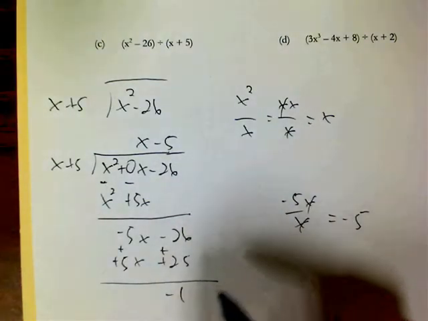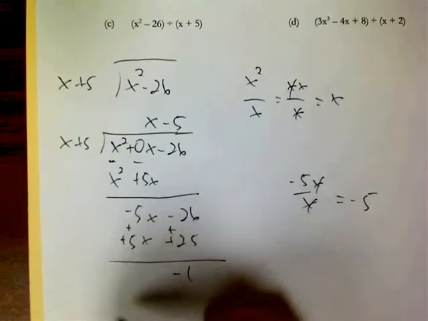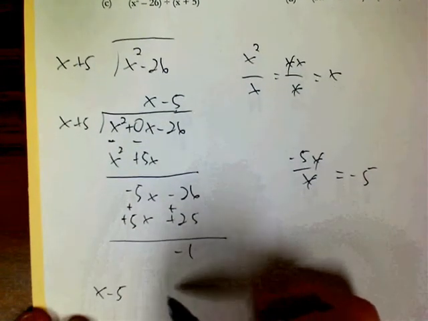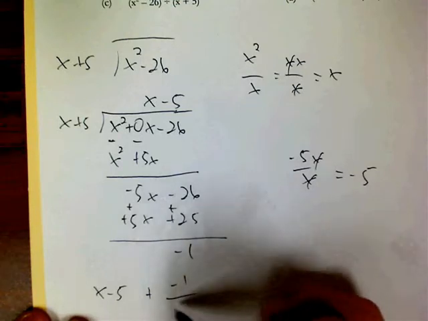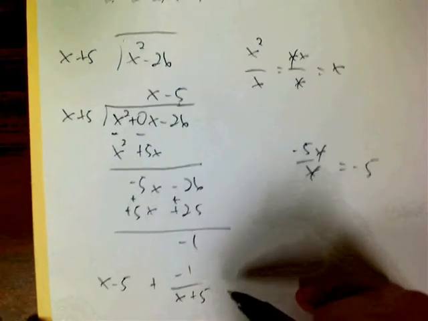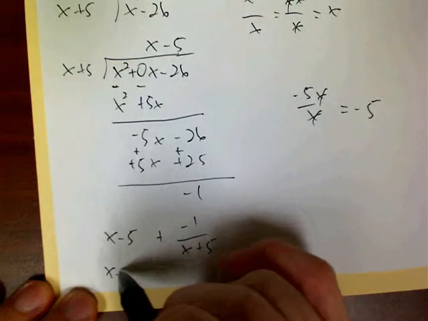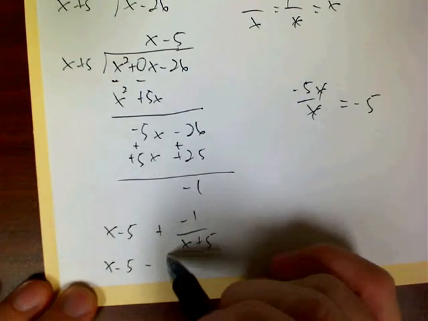That's our remainder. So the final answer is x minus 5 plus negative 1 over x plus 5. Now if you want to, you can write it like this. X minus 5 minus 1 over x plus 5. Either way is fine.